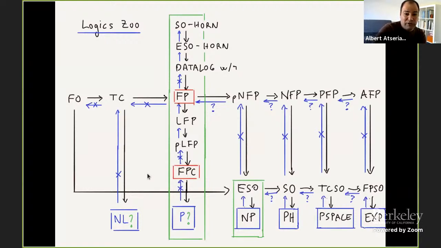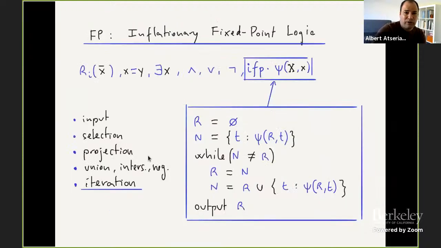All right, so what is fixed point logic? Before I define FPC, I need to define FP. FP stands for inflationary fixed point logic. Some people put an I in front, inflationary fixed point, or fixed point for short. What do we have in this logic? We have the usual things: inputs, equalities, quantification over elements in the domains, Boolean connectives, and then we have an inflationary fixed point operator. What is that?